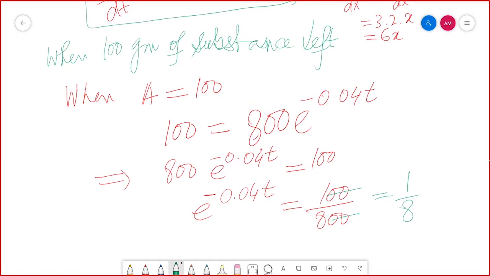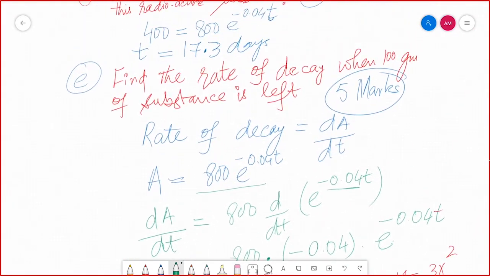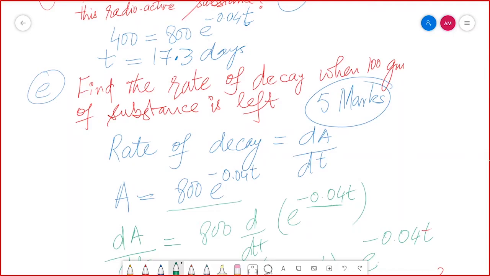What was the question? Let's read that. Can you read the question here? It says read the question and let me know what you think. Is it A or dA upon dt? Yeah, it's A. Correct.